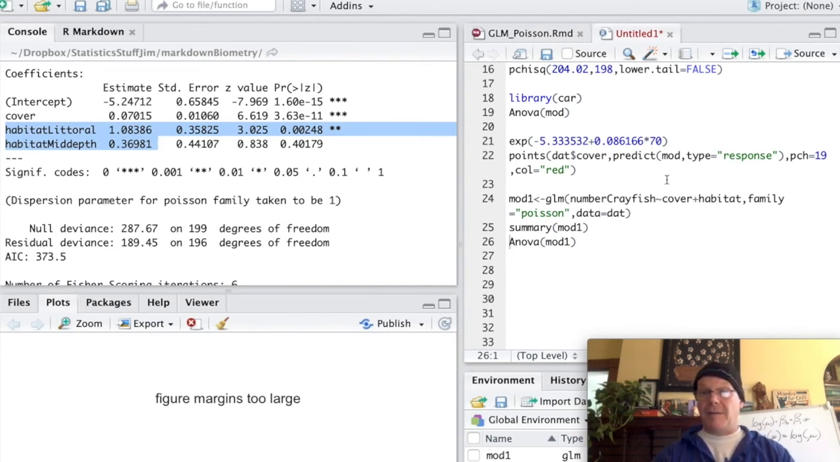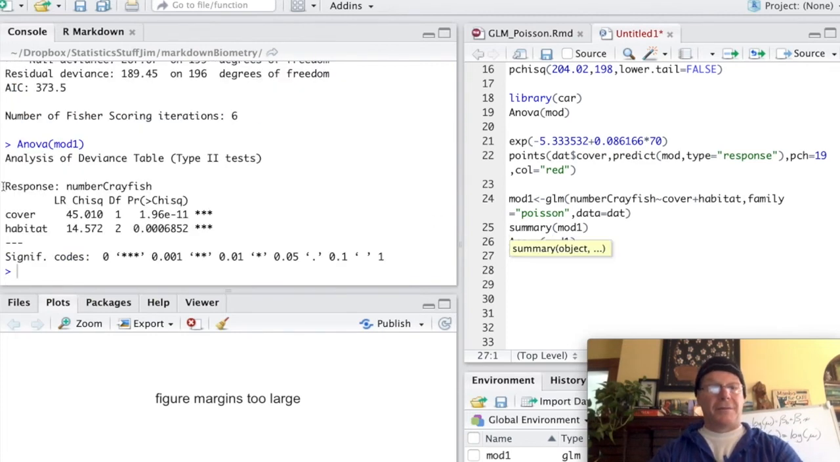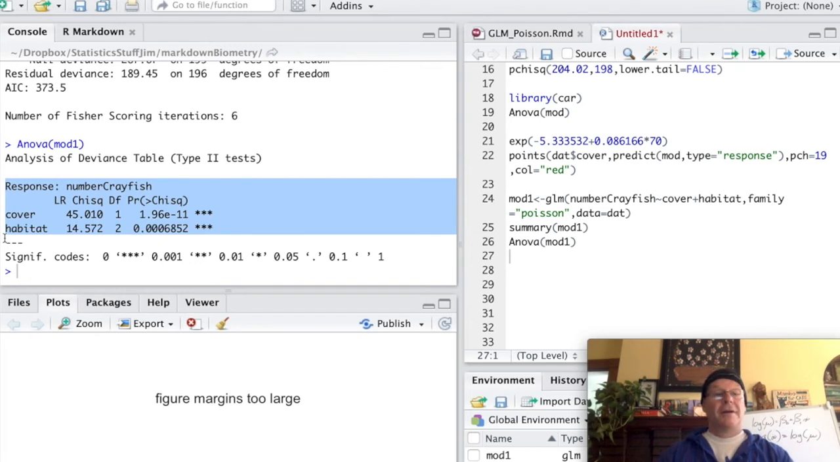So we have our model now. We can run our ANOVA on our model, and this would be our conclusion, that both cover and habitat are indeed important. And so going back, we can graph it.